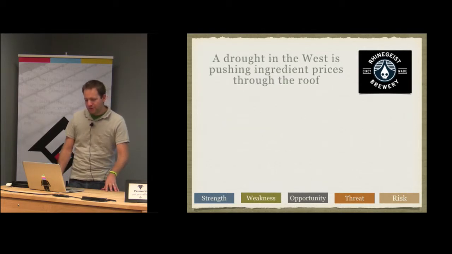A drought in the West is pushing ingredient prices through the roof. Why is that a threat? It's happening now. Good.